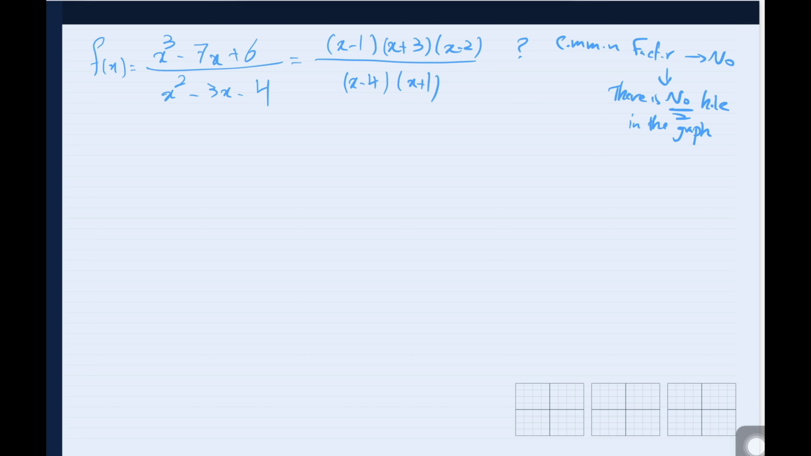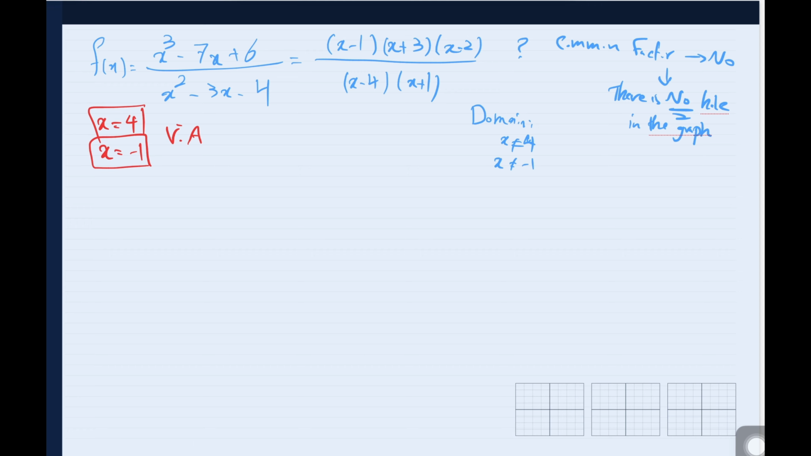Okay, now the next step is, I'm going to look at the domain of this function. As you know, the domain would be any real number except 4 and negative 1. And then we discussed this also: x equals 4 and x equals negative 1 are vertical asymptotes.